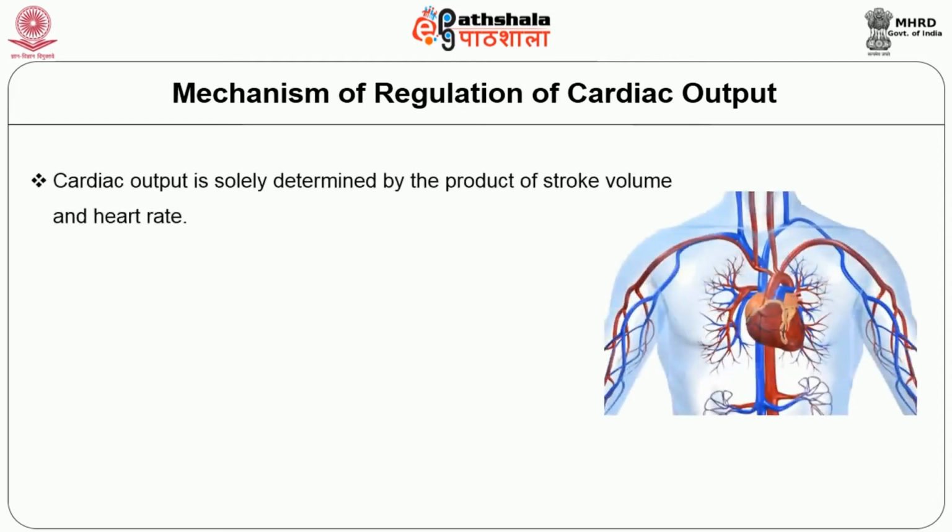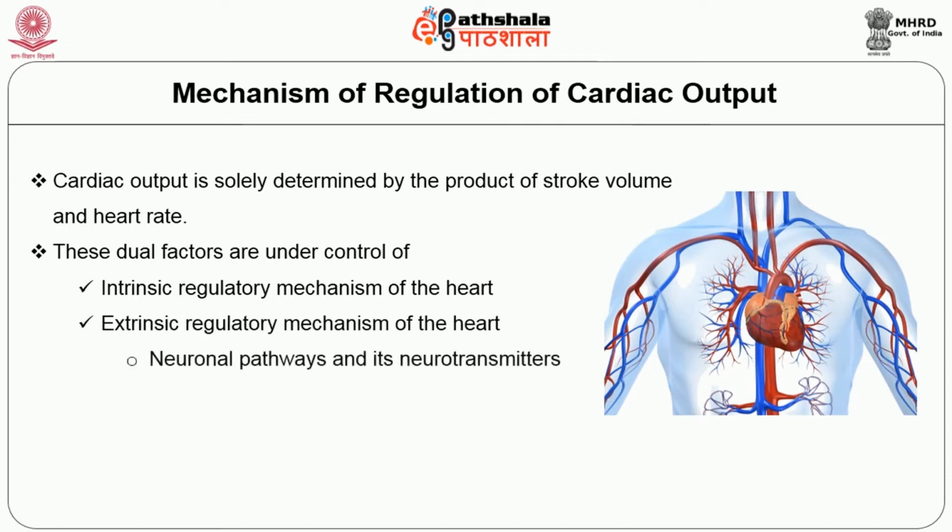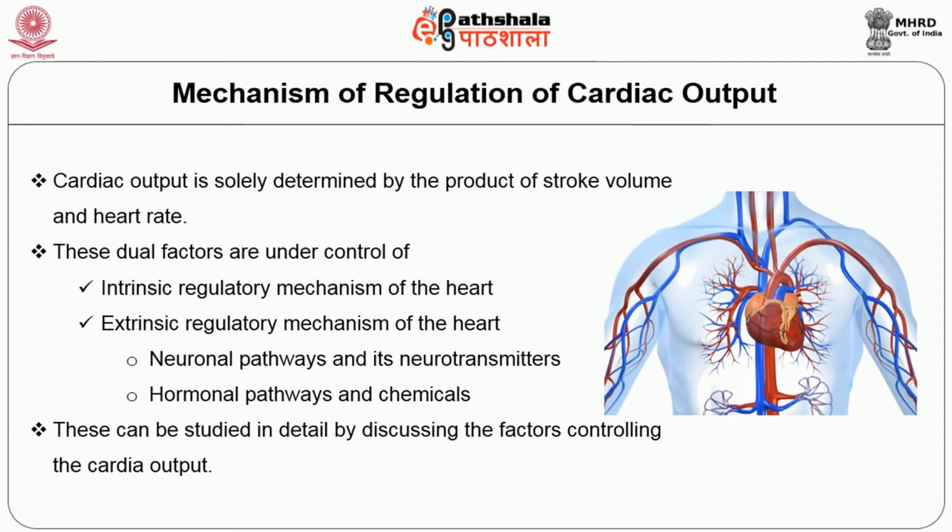Cardiac output is solely determined by the product of stroke volume and heart rate. These dual factors are under control of the intrinsic regulatory mechanism of the heart and the extrinsic regulatory mechanism of the heart, namely neuronal pathways and its neurotransmitters, hormonal pathways and chemicals. These can be studied in detail by discussing the factors controlling the cardiac output.